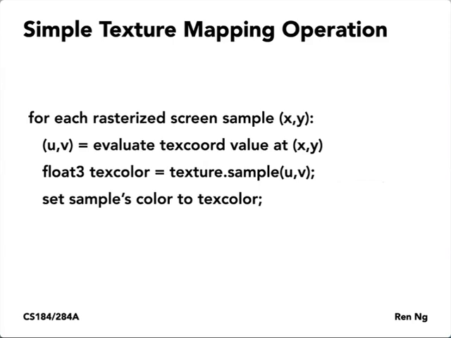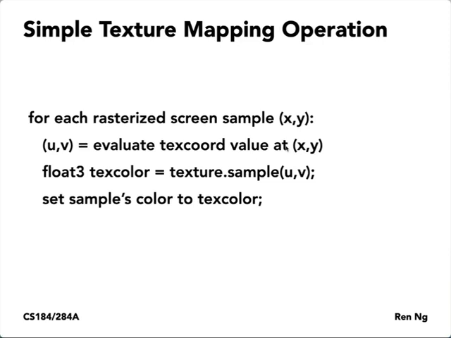So here's a simple texture mapping operation in pseudocode. How does this work? For each rasterized screen sample XY, what does that mean? We had a triangle, we rasterized it, and we get a whole bunch of XY samples that are inside the triangle. For each one of those XY samples, we calculate its UV coordinates. We evaluate the texture coordinate values that correspond to that XY location using, for example, the barycentric math that I talked about, maybe the perspective division interpolation, but basically think of it as barycentric interpolation.